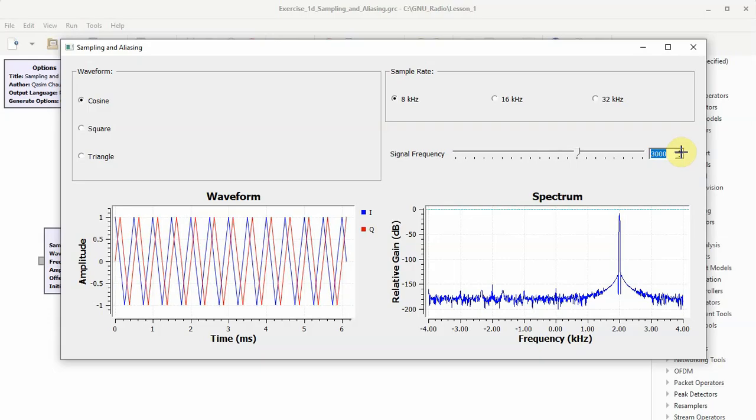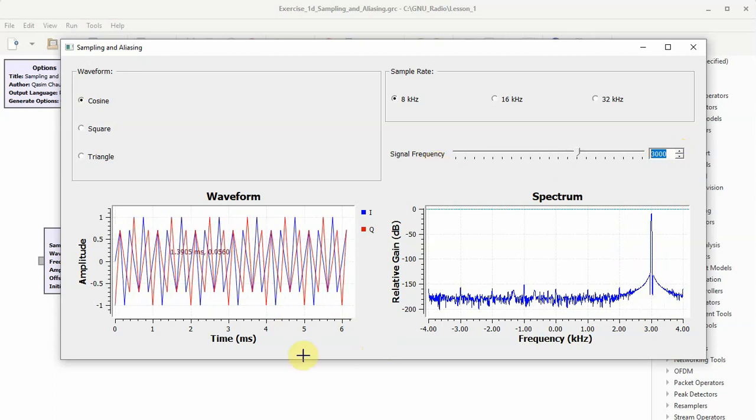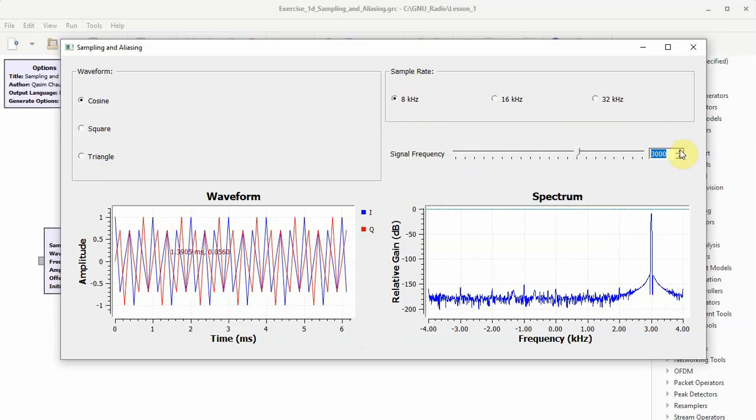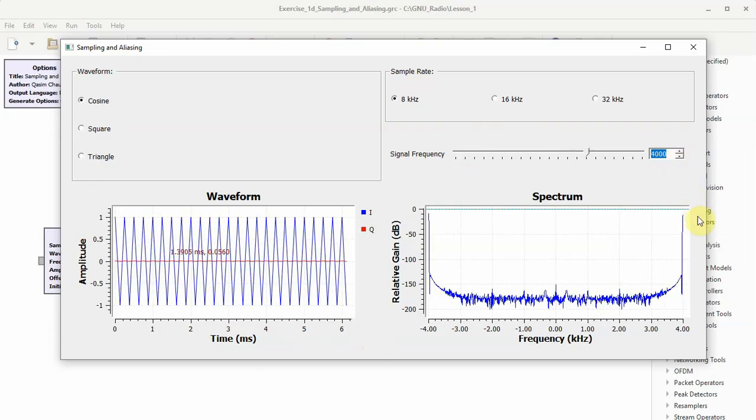Can we go on indefinitely? You can already see that this is not possible, and there is a relationship between the signal frequency that can be represented by the discrete time samples and the sample rate. And the interesting thing starts here when we do the signal frequency as 4 kilohertz. You have seen that something has come back over here.